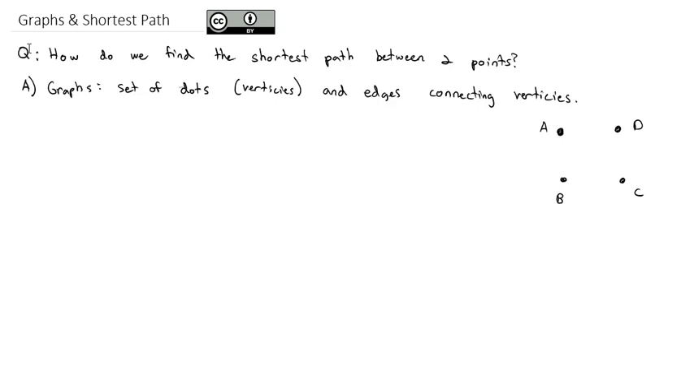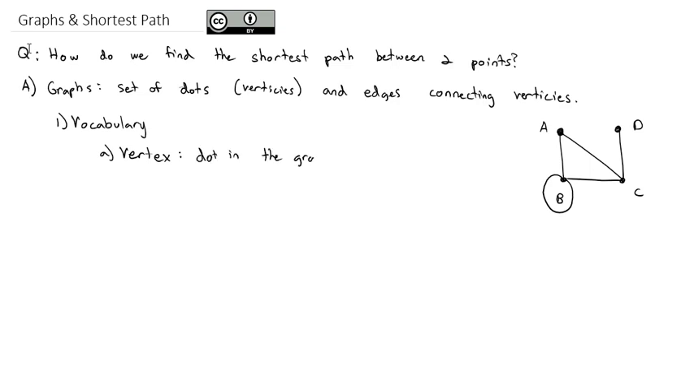And those dots or vertices would be connected with edges. They can connect to each other. You can even connect them with themselves. They can loop around and connect with themselves if you wanted to. So as we're talking about this graph, some key vocabulary we're going to be interested in. First, I've already mentioned vertex or vertices would be the plural. A vertex is a dot in the graph that represents a location.